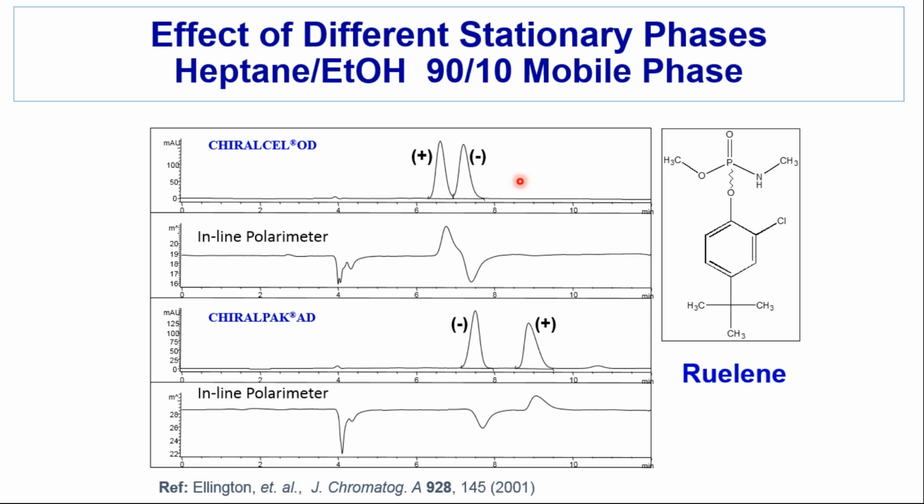So either you need to have the individual isomers, or you need to have an inline polarimeter, but then you still need to know the optical rotation of the isomers.